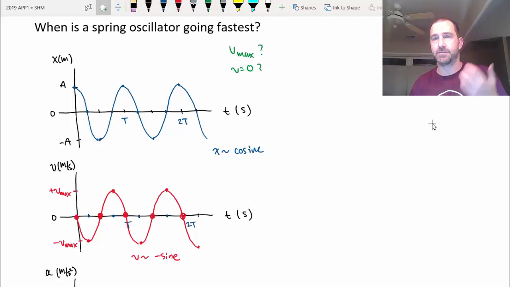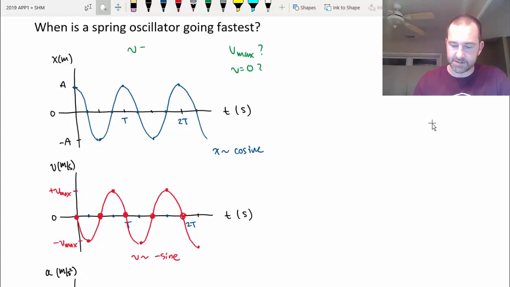It represents position not changing as time goes by, and on a position graph, that's slope. So velocity is the slope of the position graph. So where's the slope 0? That's where our velocity is 0. And that would occur at these points right here, and of course at the bottom as well.